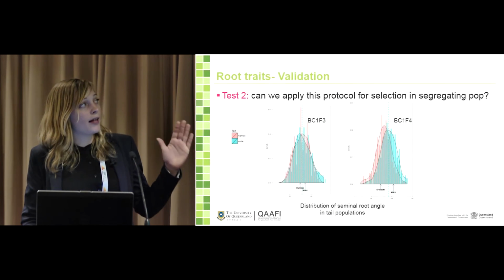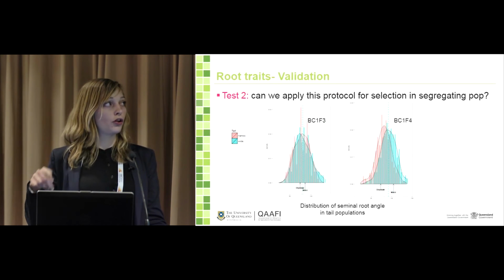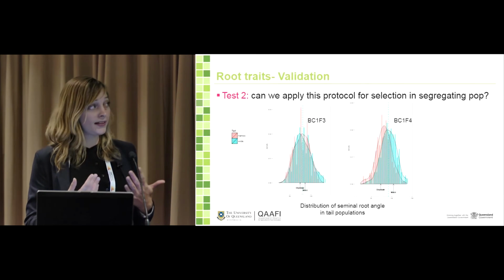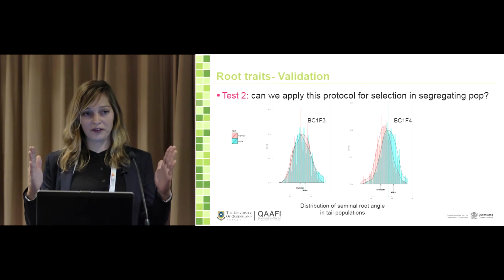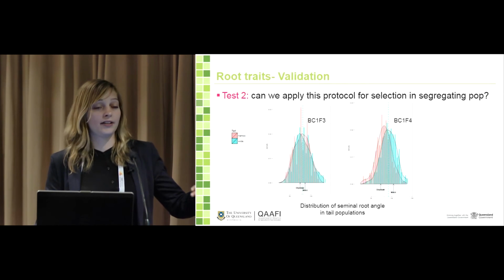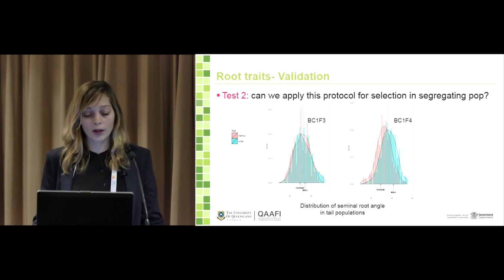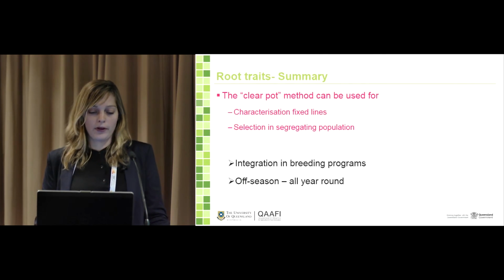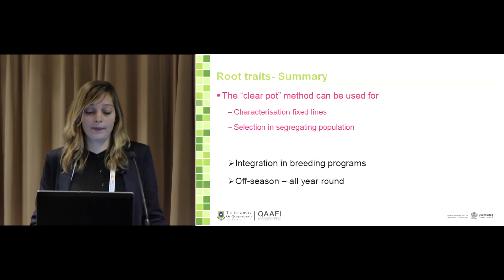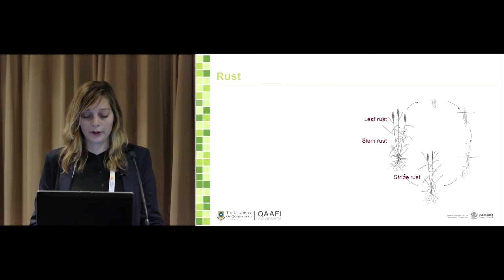So as you can see on the left, at the BC1F3 stage, the two curves overlap, and we're not really able to see anything. But at the BC1F4, we actually do have this shift between the distribution of the two tails, which means that the narrow tail had a significant narrower root angle compared to the widest one. So the clear-pot method that we developed can be used to characterize fixed line and to select for either wide or narrow angle in segregating population.